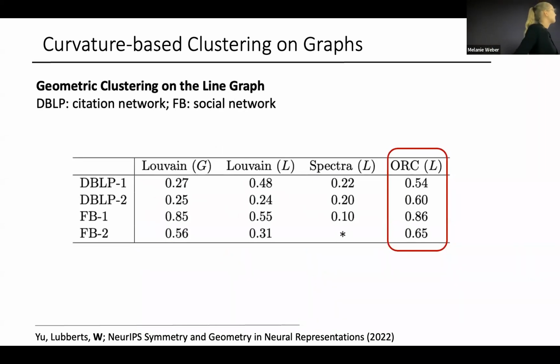And we have also done some preliminary experiments with that. So that's for a citation network, and then social network. FB, of course, stands for Facebook. And then we compare that here with some other state-of-the-art, not deep learning-based methods, such as the Louvain method or spectral methods. And we see that our algorithm, based on these curvature ideas, performs very competitively.